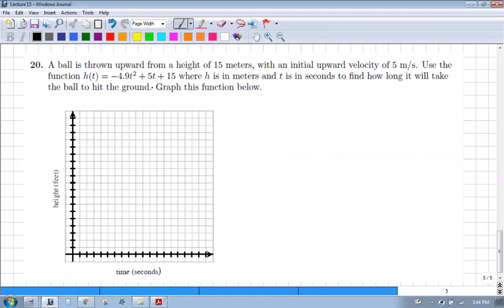Well, at time 0, it's going to be at 15 meters. So let's see, 1, 2, 3, 4, 5, 6, 7, 8, 9, 10, 11, 12, 13, 14, 15. Boom. That's our y-intercept, so h of 0 is 15. Our a here is negative, so we know this thing opens downward. First, let's find how long it takes the ball to hit the ground, because they ask us that first.